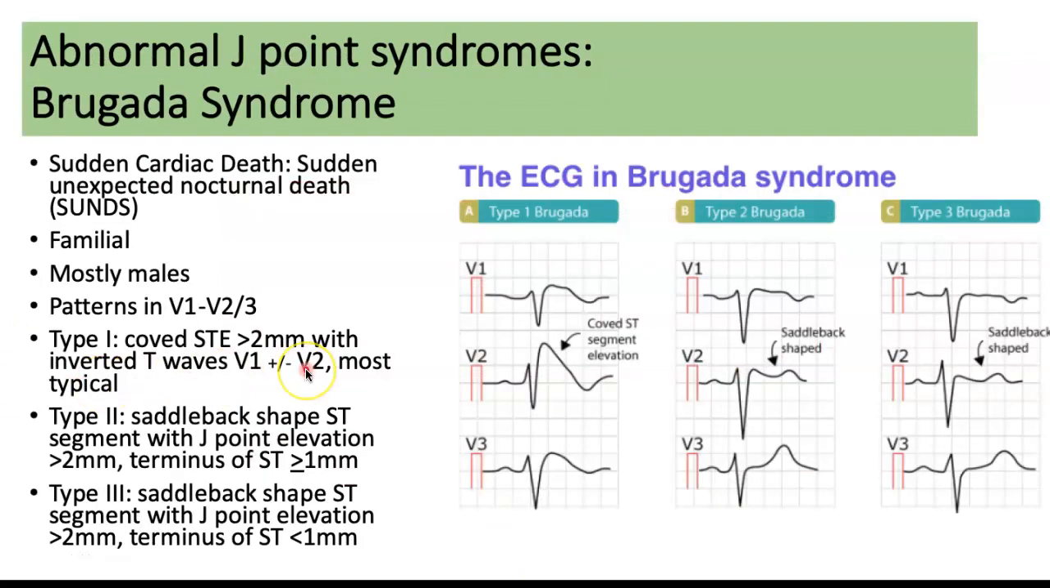So there are some abnormal J-point syndromes or early repolarization syndromes. Most noteworthy is Brugada syndrome. This is related to sudden cardiac death, sudden unexpected nocturnal death, or SUNS. It's familial, mostly males. The patterns are located in V1 through V2 and V3. There are 3 types. Type 1 Brugada shows a coved ST segment elevation that's greater than 2 millimeters with inverted T waves in V1 plus or minus V2.